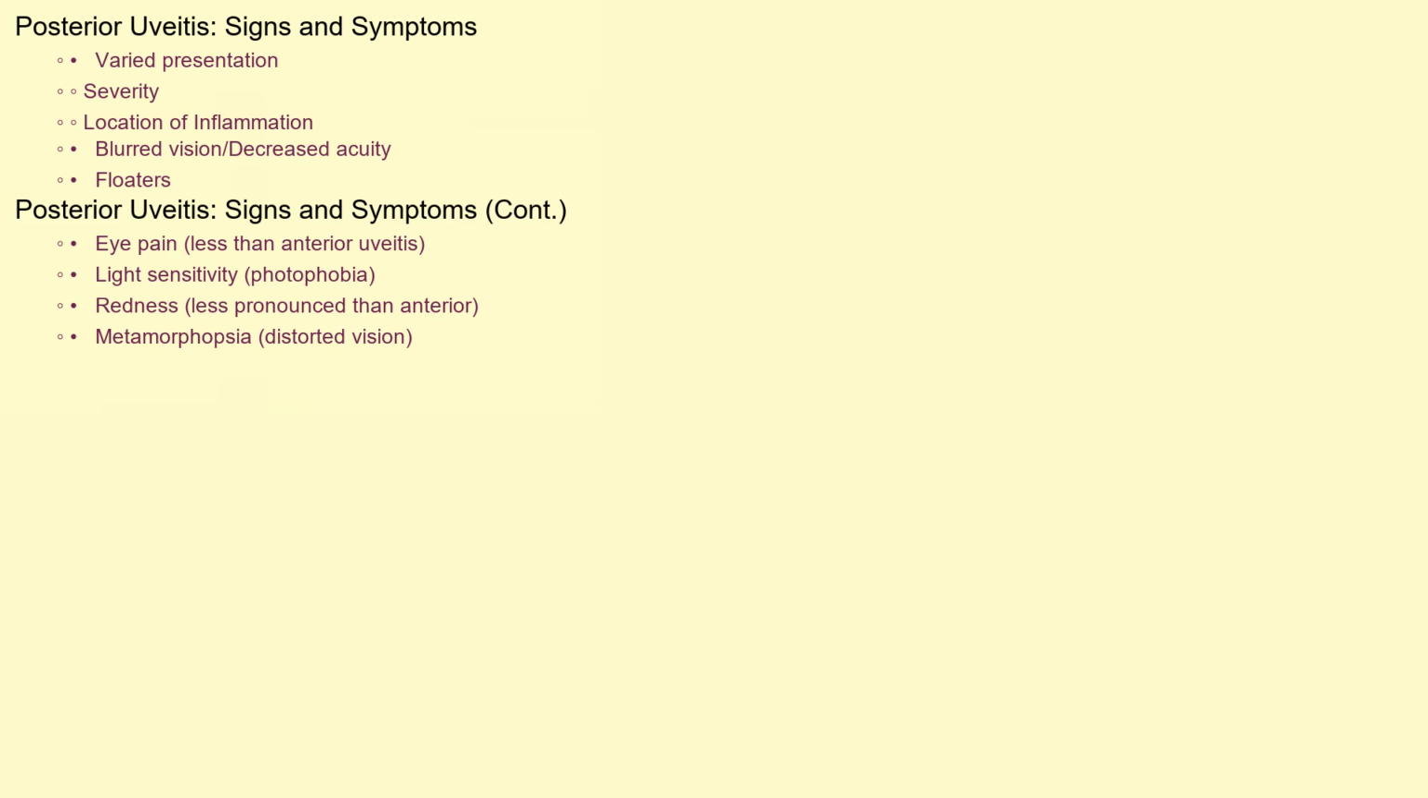The signs and symptoms of posterior uveitis can vary depending on the severity and location of the inflammation. Common symptoms include blurred vision or decreased visual acuity, floaters, those annoying dark specks or strands that drift across your field of vision, eye pain, although this is usually less prominent than in anterior uveitis, sensitivity to light or photophobia, and redness of the eye, though often less pronounced than in anterior uveitis. Some individuals may also experience metamorphopsia, a distortion of vision where straight lines appear wavy.